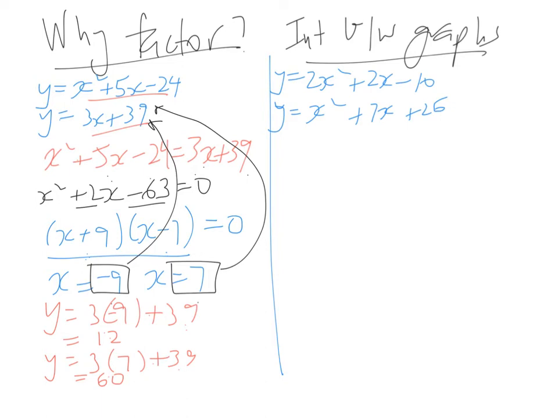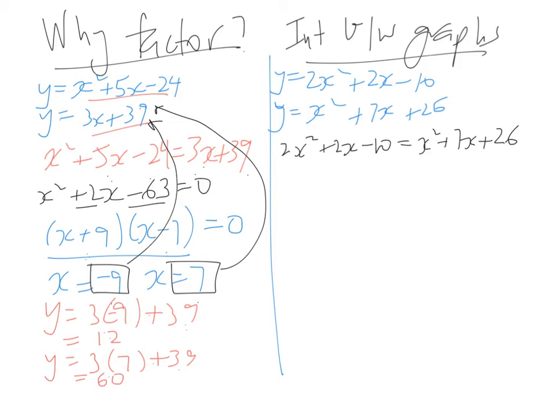Okay, this one here, we do it exactly the same way as what we've done here. So we let them equal each other. Hopefully we've got enough space. 2x squared plus 2x minus 10 equals x squared plus 7x plus 26. Plenty of space. There we go.